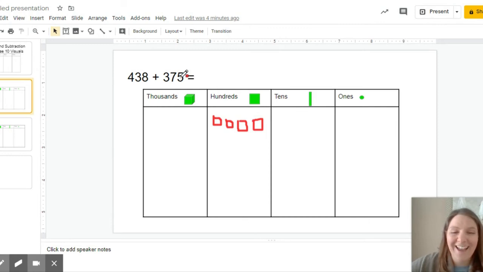These aren't my best. 30, so I need 3 tens, and 8 ones. When I do my ones, I like to organize them in my 10 frame. It helps when I'm regrouping. So I have 5 and 3 more, that's 8. So I've made 438. Now I'm going to build 375.